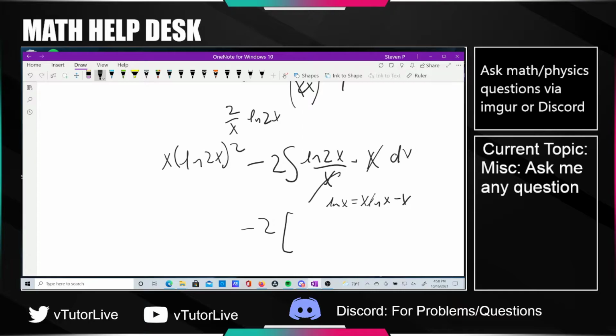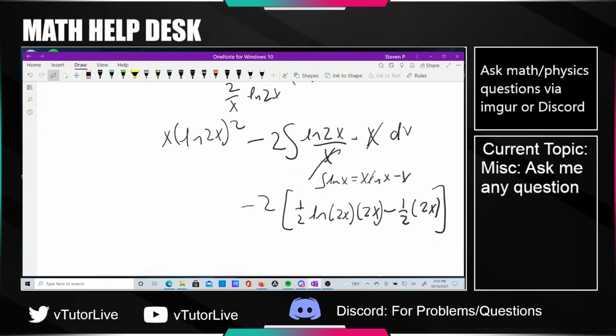So the integral of ln of 2x becomes, well, you just have to do that with 2x everywhere, which means an extra chain rule. So it's 1/2 times ln of 2x times 2x minus 1/2 times 2x. So this shouldn't be so bad at all, right? You get a little bit of cancellation, but you get the idea.